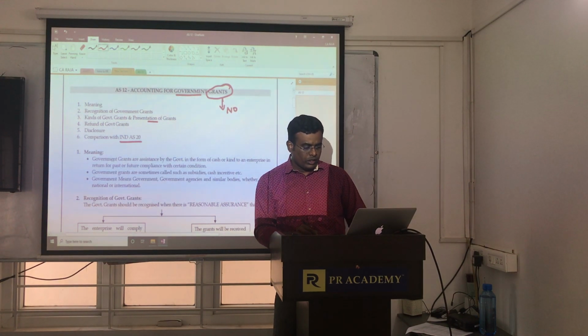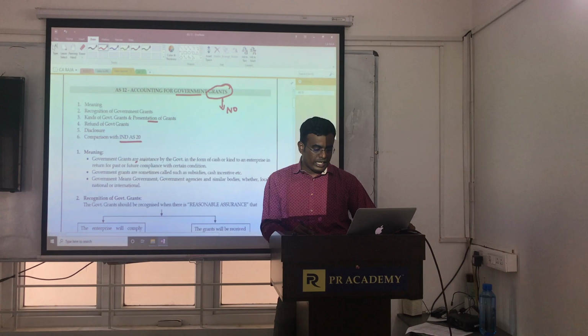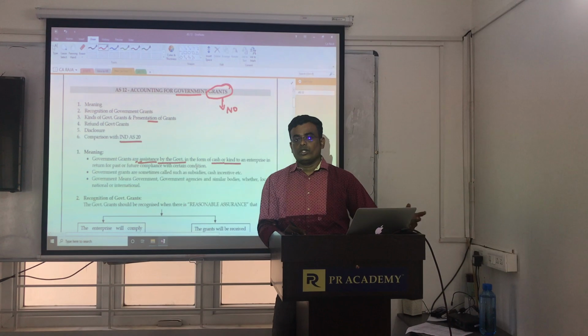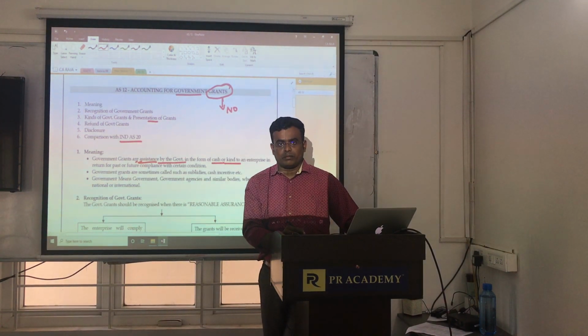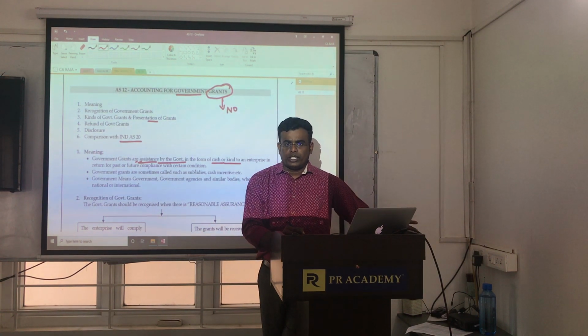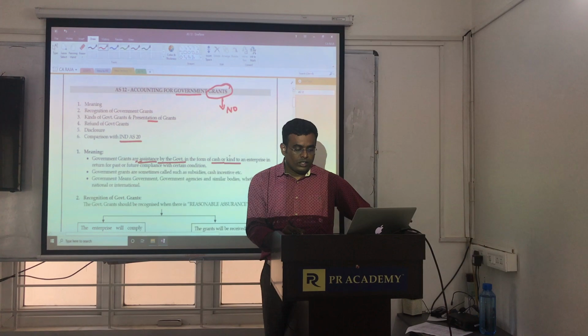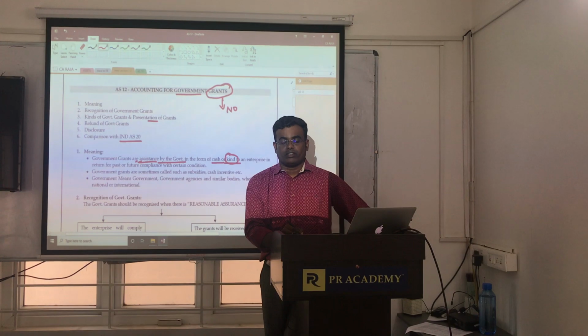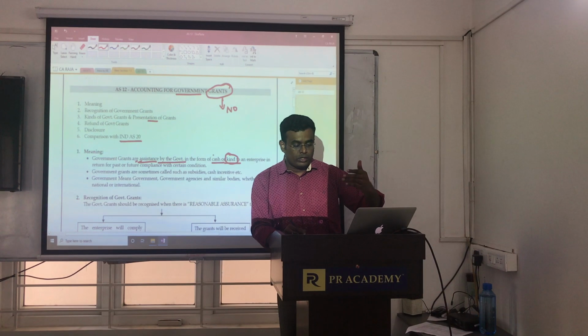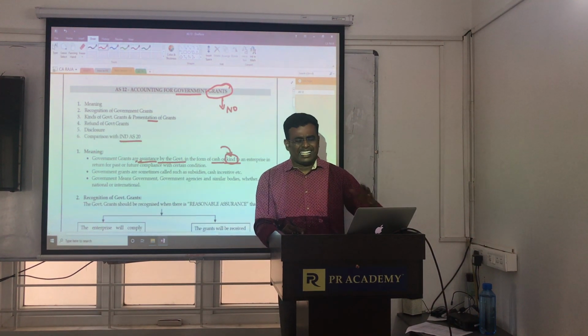As I discussed with you, government grant means any assistance by the government in the form of cash or kind. You know very well about cash. Kind is explained by a good example which happened in Tamil Nadu. The government distributed motorcycles to women at a 50% subsidy. That is nothing but kind. The motorcycle itself is given not free of cost, but we get some 50% subsidy from the government of Tamil Nadu, and that is called kind.